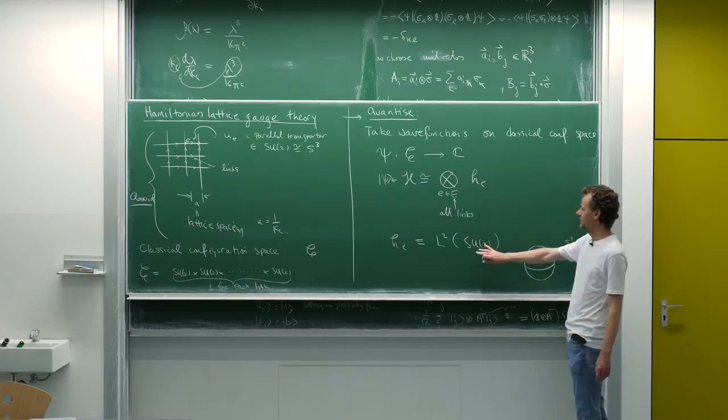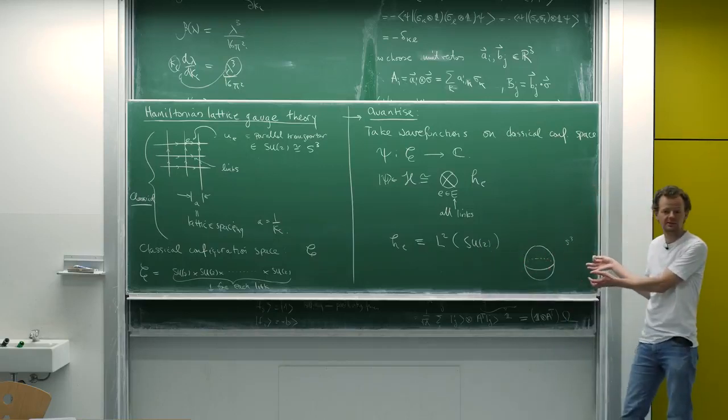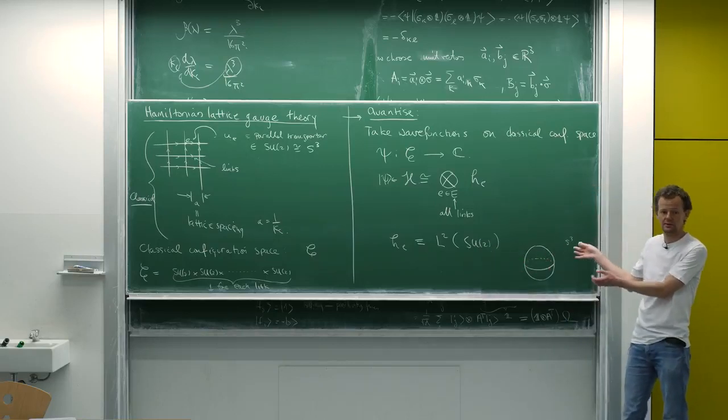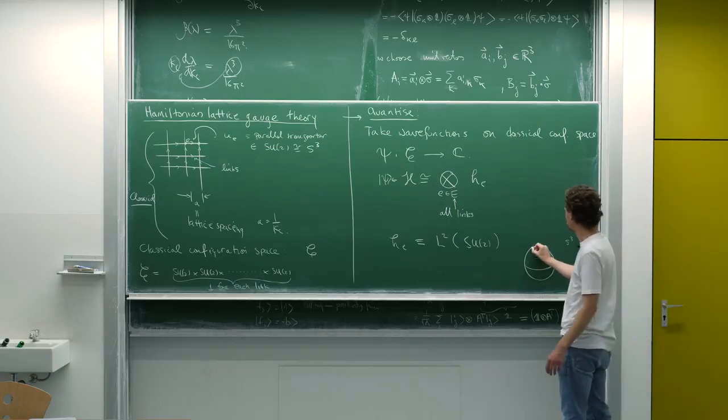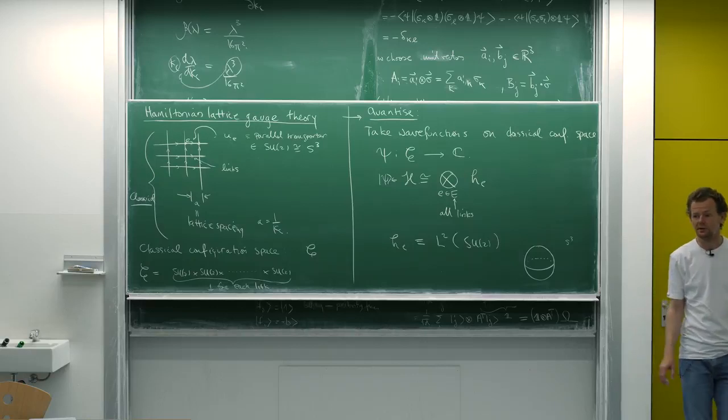And the space of wave functions on SU2 is basically the same as the space of wave functions on S3. So it's just like a complex number per point on the sphere. And then you can see where spherical harmonics and angular momentum are going to start to enter this picture.